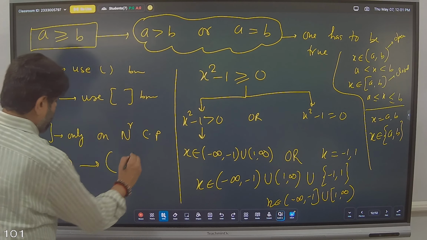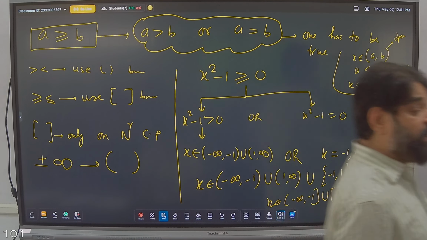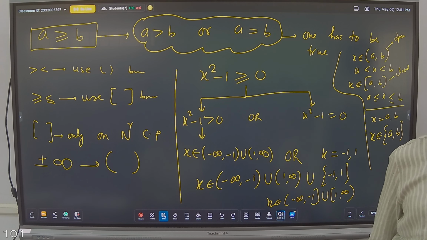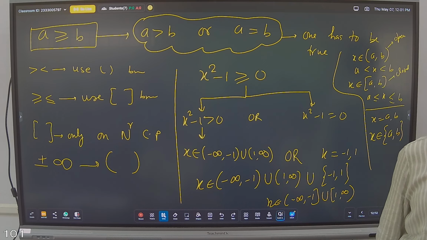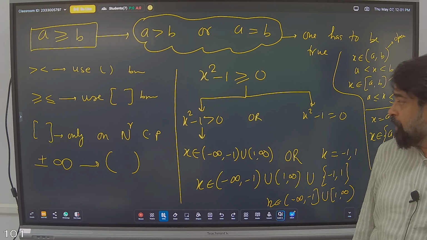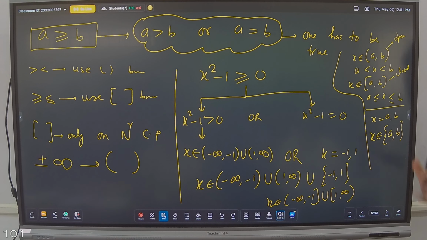Tell me why. In the first lecture itself I told you, nothing can be equal to infinity. So if you put close at infinity, it means you are saying x equal to infinity, which I told you, the equal symbol cannot be used for infinity comparison. So the points here should be clear. Write down this point, it's very important.